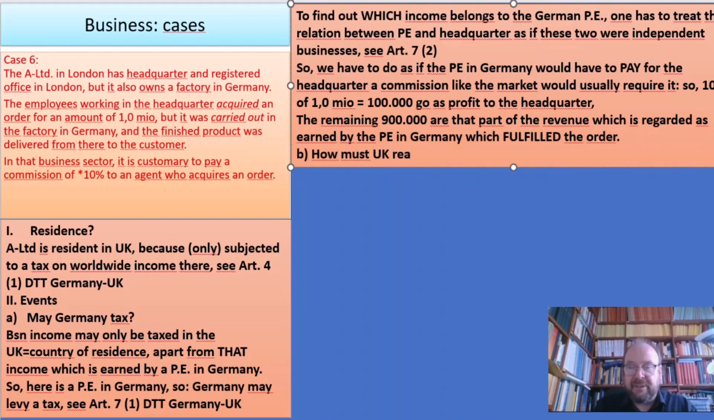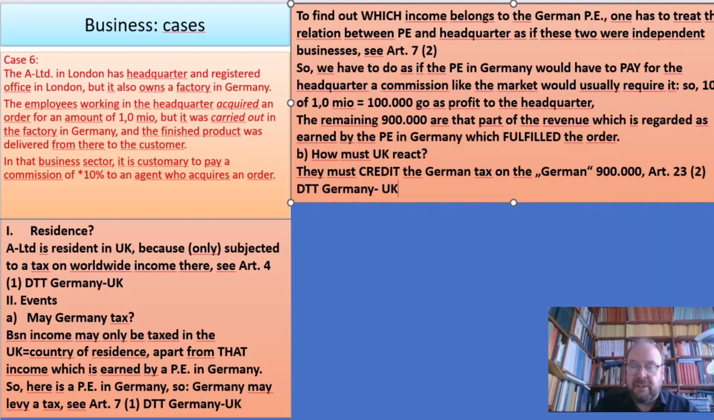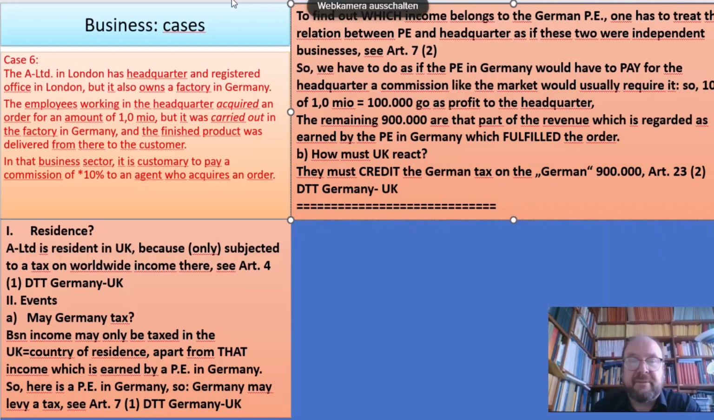How must the UK react? Well, they must credit the German tax on the German 900,000. Not on more. If Germany were to tax 1 million, then the UK would say no, the tax on the last 100,000 is not levied in accordance with the treaty, because the treaty gives us the right to the tax on that 100,000, and not the Germans. That was Article 23, paragraph 2 of the DTT Germany UK. So that is closed, finished, and solved.